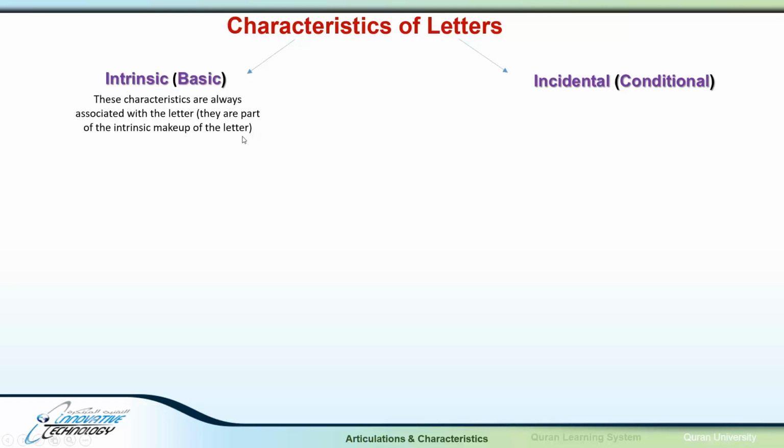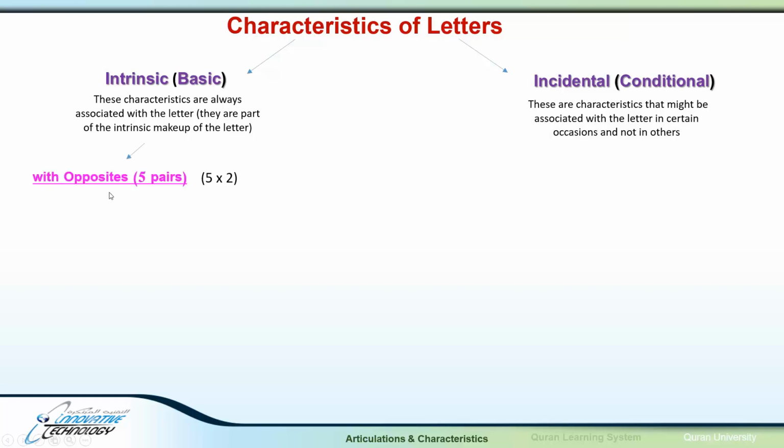While in the incidental or conditional characteristics, the characteristics are not innate, where in this case the characteristics might be associated with the letter on certain occasions, while on other occasions they don't exist. So they are conditional to that particular occasion, and that's why they are not always associated with the letter, and hence not always intrinsic or basic characteristics. Now the basic intrinsic characteristics can be further divided into those characteristics with opposites, and those are 5 pairs, 5 by 2, a total of 10, and the other group are those characteristics without opposites, and they are 7.